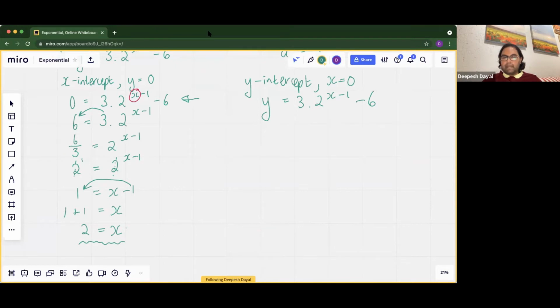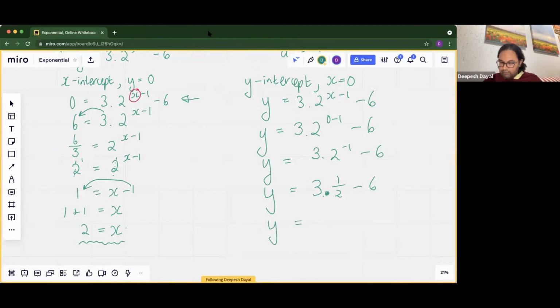Let me know your answers. I've got here minus 9 over 2. I've got minus 5.69, minus 4.5. Okay, so you make x equal to 0. So y equals 3.2^(0 minus 1) minus 6. So y equals 3 times 2 to the minus 1 minus 6. So 3, and then remember 2 to the minus 1 is the same as half. So 3 times half minus 6, which is minus 9 over 2 or minus 4.5. I'm wondering where some of you got this minus 5.69.